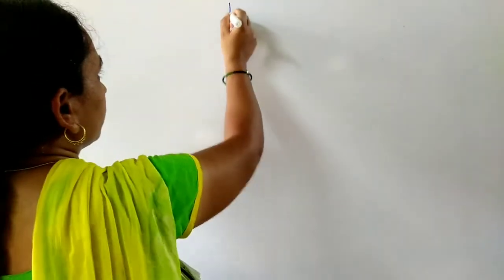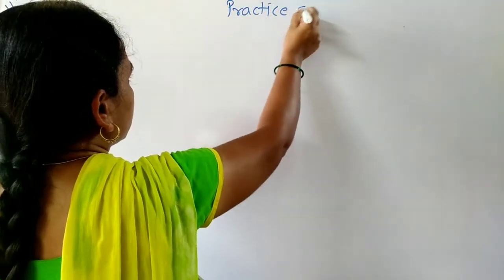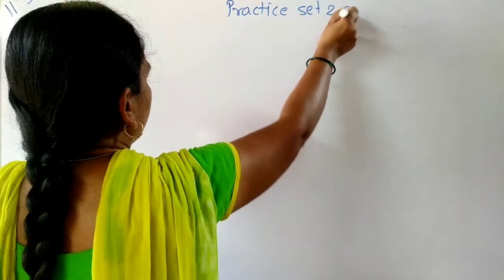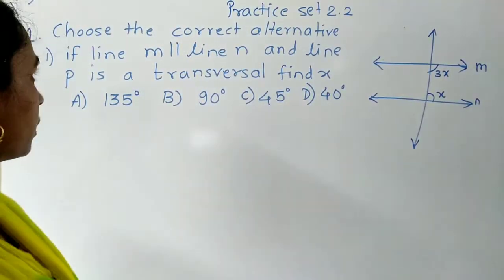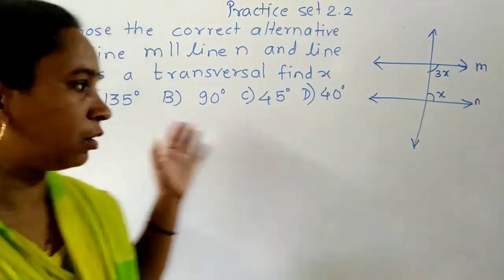We are going to see the practice set 2.2, which is based on the properties of the alternate angles, corresponding angles and interior angles. So let's start with example number 1. Practice set 2.2, first example.